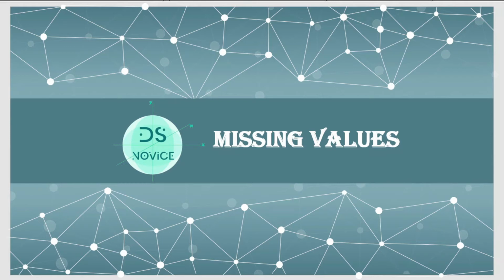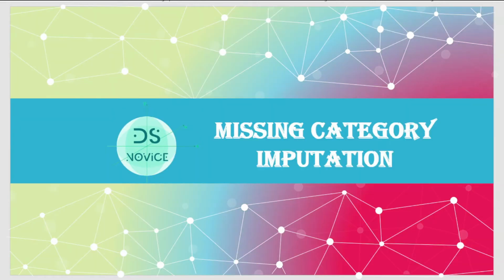roadmap for this course. So today we have missing category imputation, and this is by far the easiest and most effective technique. And once you learn this technique, you will see why this is the case, why this technique is so easy to understand and yet effective. So let's talk about this technique.